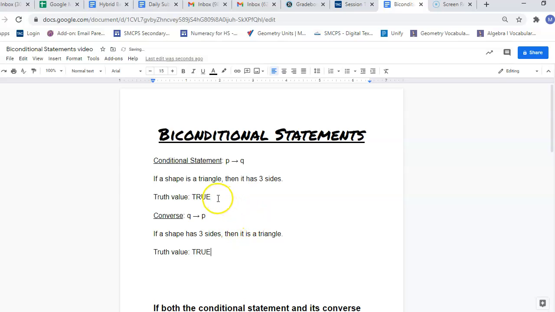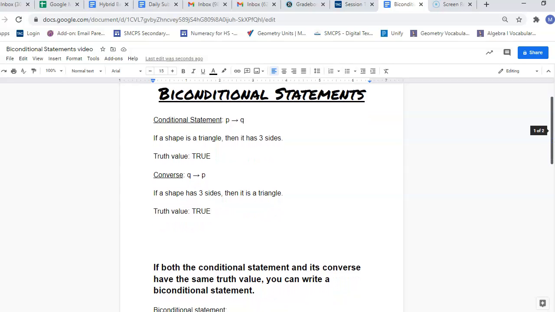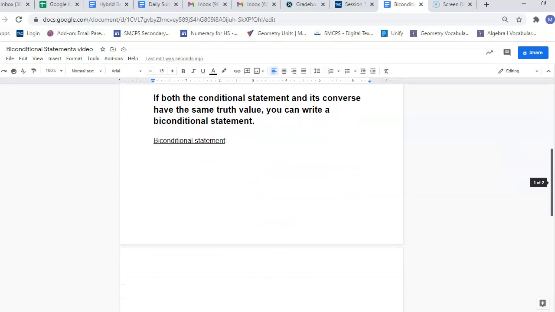Since the truth value of our conditional statement and our converse are the same, that means we can write a biconditional statement. So if the truth value of one of these was true and the other one was false, there is no biconditional statement that we can write. We can't do it. If the truth values were both false, then we could write a biconditional statement. The truth values just have to be the same. So I wrote it here. If both the conditional statement and its converse have the same truth value, you can write a biconditional statement.